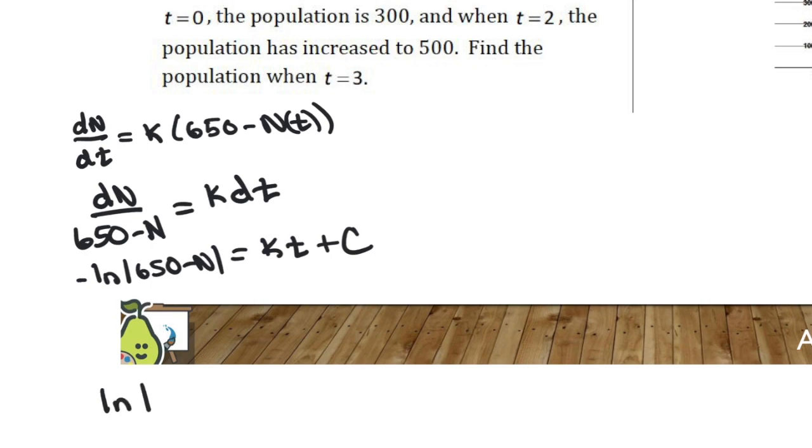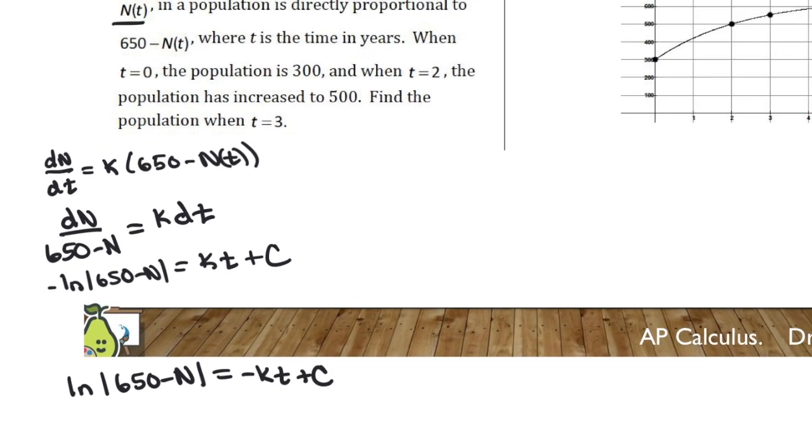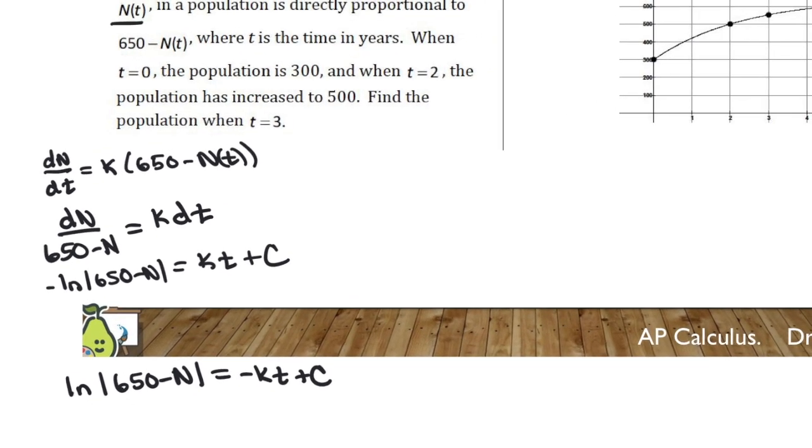Natural log absolute value of 650 minus n equals negative kt plus c. All right, so we want to get n by itself. As we think about doing that, remember in the reading we were given 2 points. We know that n at 0 is equal to 300. We also know that n of 2 is equal to 500. So those two values are going to help us find the k value and the c value.